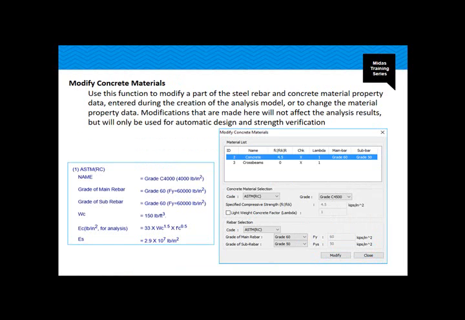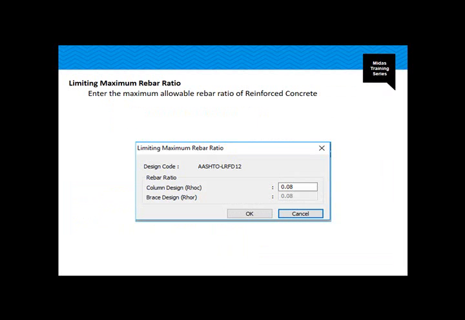You can also define or modify the material properties as I did with the PSC. It is the same way of doing it. You can define the rebar materials that you want to use. You also have the option of limiting the maximum rebar ratio. In this case, you can define the rho or update it by the AASHTO.